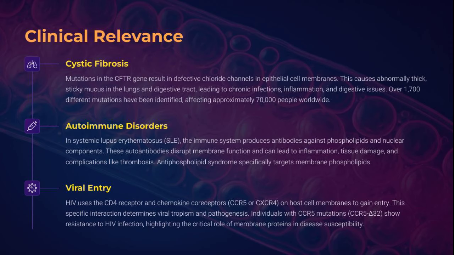Diseases begin at the membrane. CFTR mutations cause cystic fibrosis. Lupus targets phospholipids. HIV exploits CD4 and CCR5. The membrane isn't just biology, it's pathology, diagnosis, and therapy. Understanding it means controlling disease at the cellular frontline.